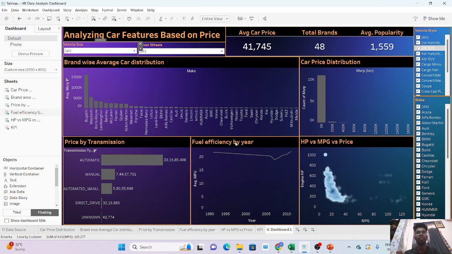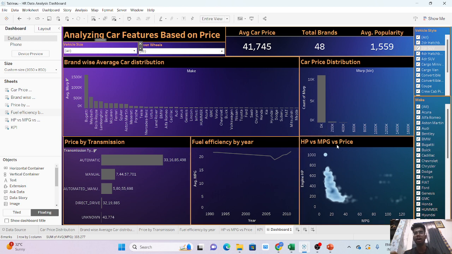Then fuel efficiency. You can see that from 1990 to 1995 the mileage is decreasing, and after 2005 you can see an increase in the mileage. After 2005, the introduction of electric cars leads to the increase in mileage. Petrol cars give low mileage, but electric cars give a mileage of 100 to 150 kilometers.